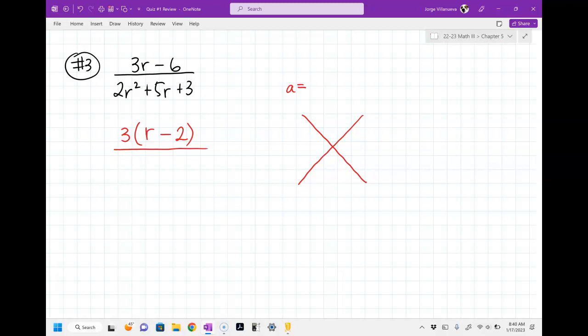My A is a 2. My B, excuse me, is a 5. And my C is a 3. Now remember, since A is equal to 2, I'm going to have to divide. Okay? Since A is equal to 2, I'm going to have to divide. So up on top, A times C, that's 2 times 3, that's a 6. And on the bottom is my B value, that's a 5. So I need 2 numbers that multiply to 6 that add up to 5. 2 and 3. All right, so 2 and 3.